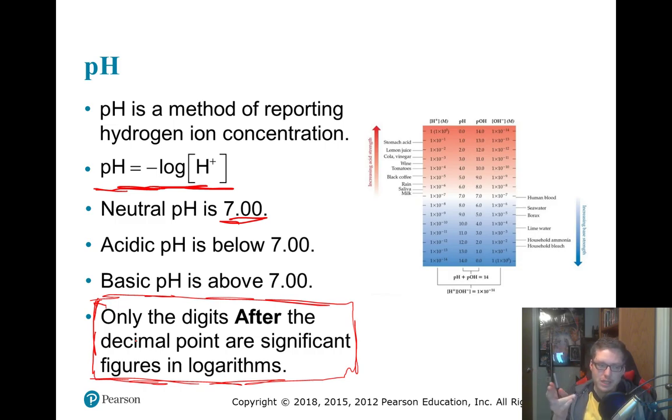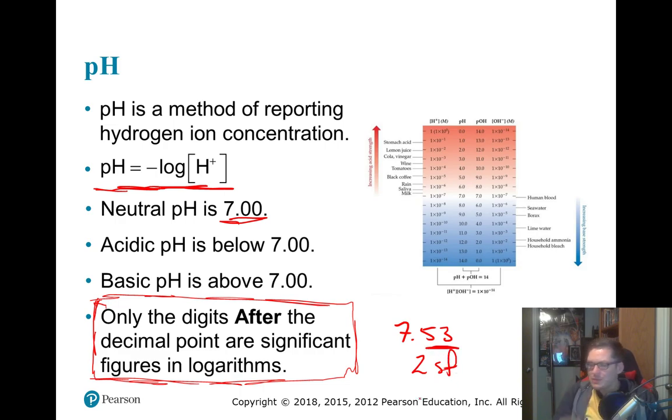So the only time you start counting significant digits for pH is after the decimal point. So when you're looking at your pH values, if you have a pH of 7.53, this number does not have 3 sig figs, it has 2 sig figs. These two digits right there.